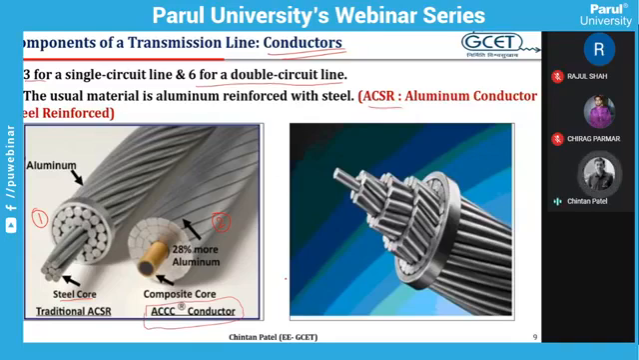So ACCC is aluminum conductor composite core. In ACSR, as a core, steel is used, which is very costly and bulky. So it increases the overall cost of the conductors as well as weight of the conductor, and as a result, it is sometimes very difficult to handle the conductors. So in place of steel core, in ACCC conductor, the composite core is used, which is very lightweight.